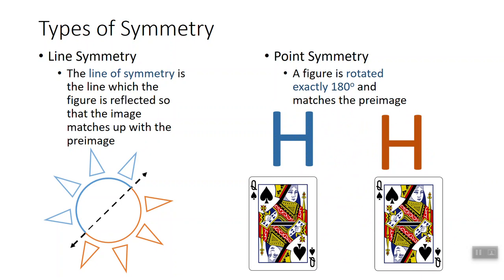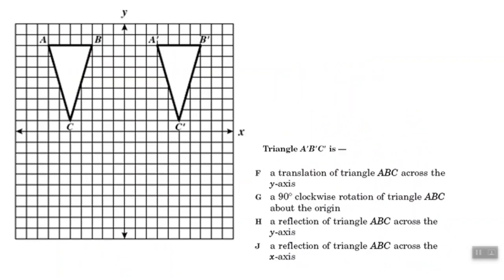This is point symmetry. Here's some examples of our transformations and symmetry problems. So on the left, we see triangle A prime, B prime, C prime, and our original triangle ABC. Well, I know that the triangle on the left is my original, and the triangle on the right is my new triangle because of the prime symbols on the right.